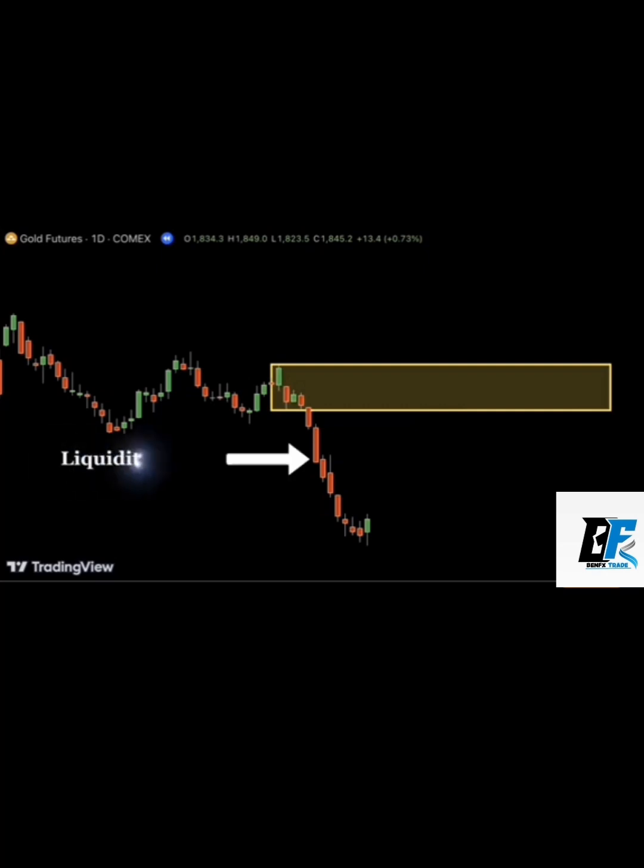Step 1. Liquidity sweep. Price dips slightly below the previous low, clearing out sell-side liquidity. This sweep takes out stop losses from retail traders who had long positions below that swing low, a classic move by smart money to grab liquidity before reversing.